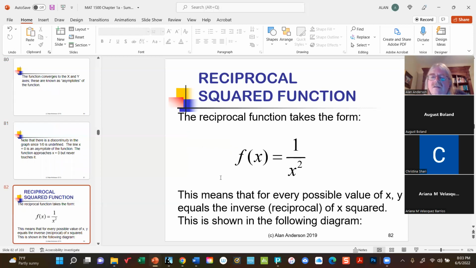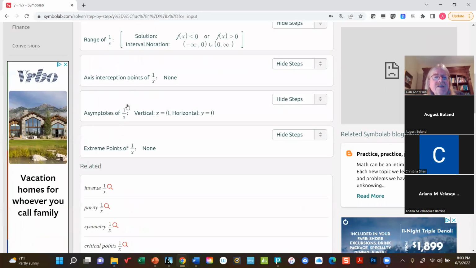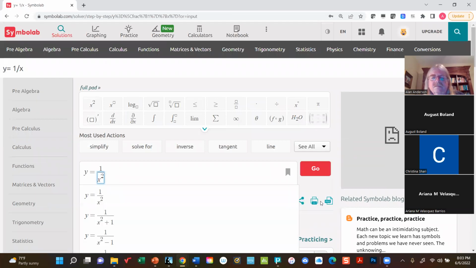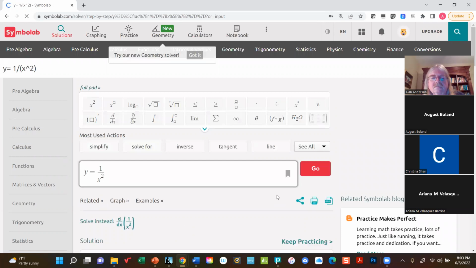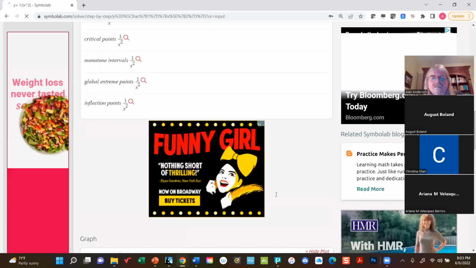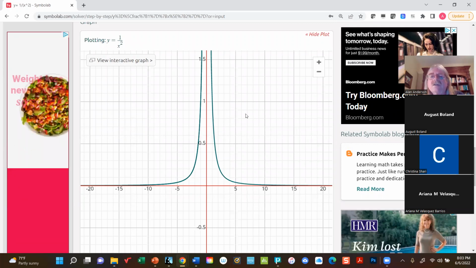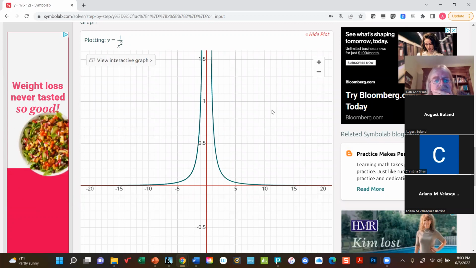1 over x squared is going to be very similar, except it'll be restricted to the first and second quadrants this time because we can't have any negatives. They're just facing across each other here. So there's no negatives. So the function is only defined in the first and second quadrants.